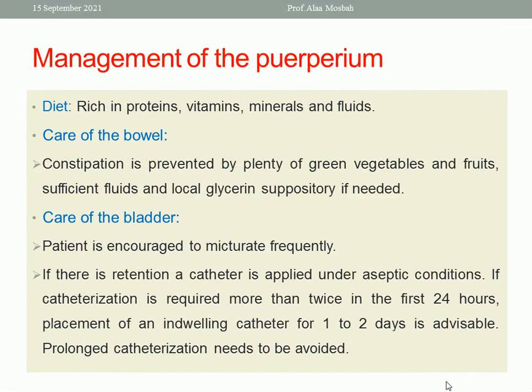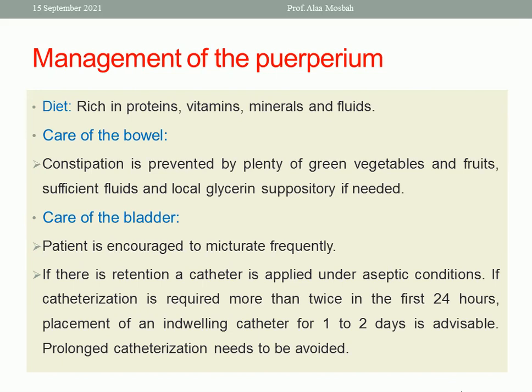What is the management of the puerperium? According to the diet, we need a diet rich in proteins, vitamins, minerals, and fluids. Care of the bowel, including prevention of constipation by giving plenty of green vegetables, sufficient fluids, fruits, and sometimes I may need to give the patient a local glycerin suppository to manage constipation.